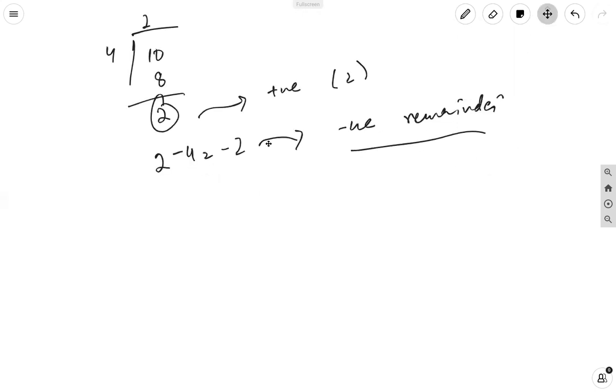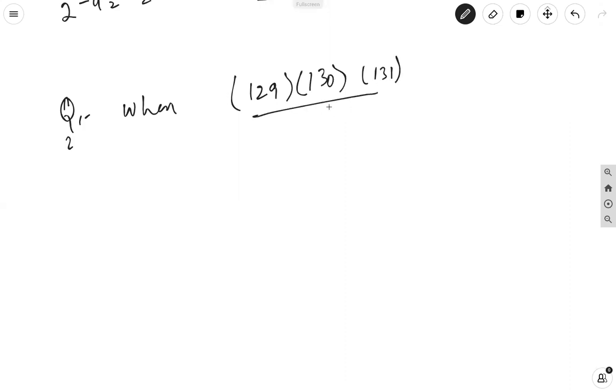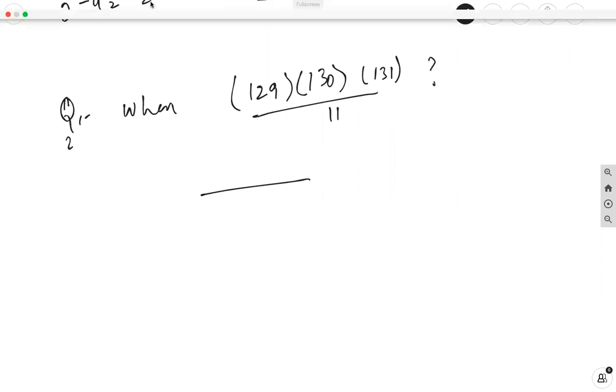For example, we have a very simple question. The question is, what is the remainder when 129 into 130 into 131 is divided by 11? Just try to solve this question without using a calculator. You have just 1 minute to solve this question. What is the remainder when 129 into 130 into 131 is divided by 11? Just solve this now.